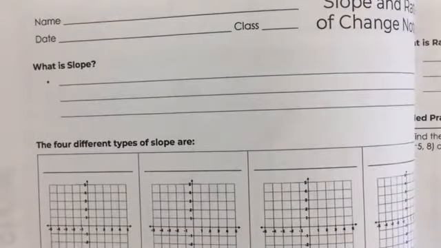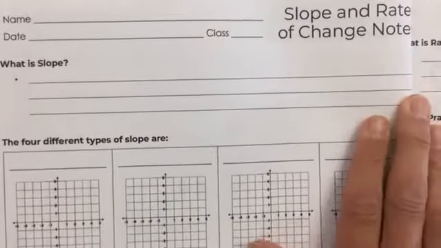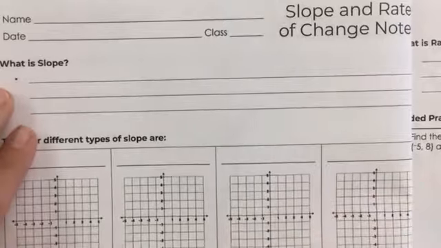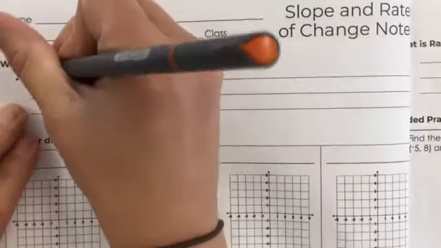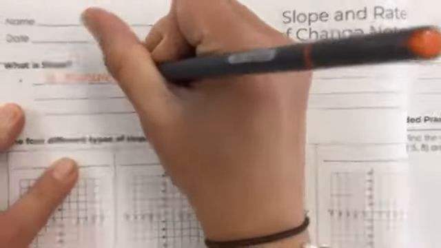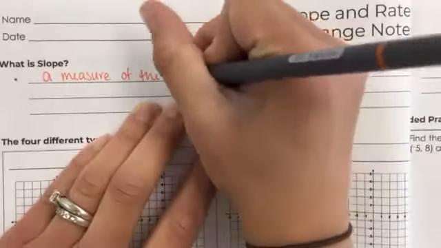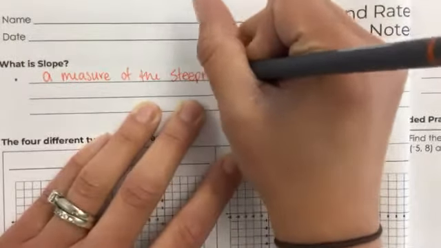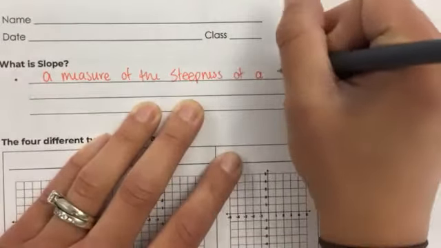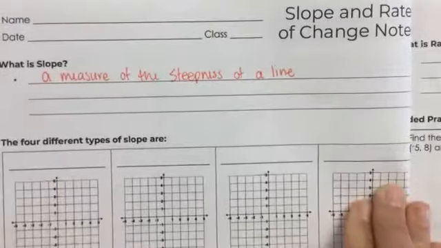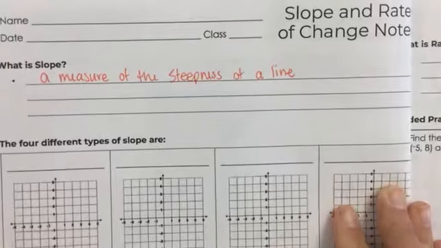Okay, so if we are talking about slope and the rate of change, the definition of slope, just in kind of our own words, is the measure of the steepness of a line, okay? So what is slope? A measure of the steepness of a line. And I know that some of this is going to be a repeat for us, but that's okay.